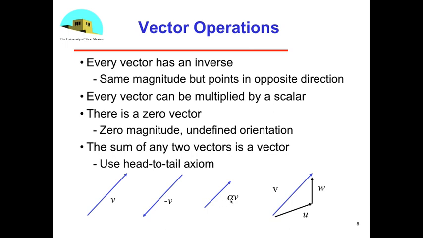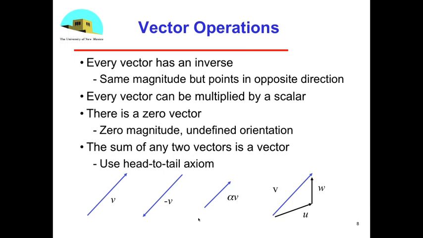So if I multiply it by a positive constant, it gets longer or shorter, but points in the same direction. So it's only changing the magnitude. If this constant, alpha, represents a scalar, and this alpha is negative, then you can make it longer or shorter, but it points in the opposite direction.